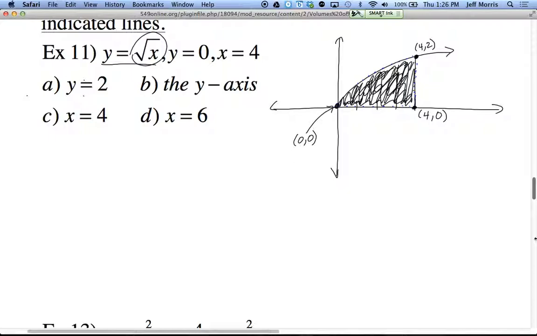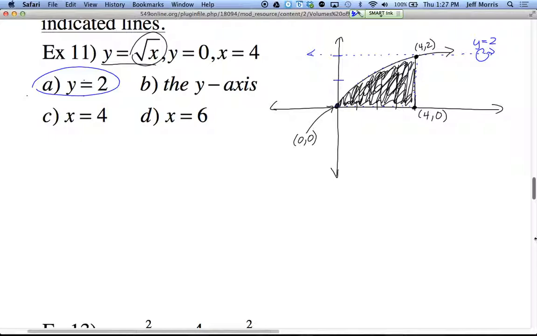So I'm going to rotate it first along the line y equals 2. So this is part A. So 2 is, let's see, this is up 1, up 2. So there would be the line that we're going to rotate it around, y equals 2. So this is my axis of rotation. So I'm revolving it around this. Okay? So we're going around the horizontal axis of rotation.